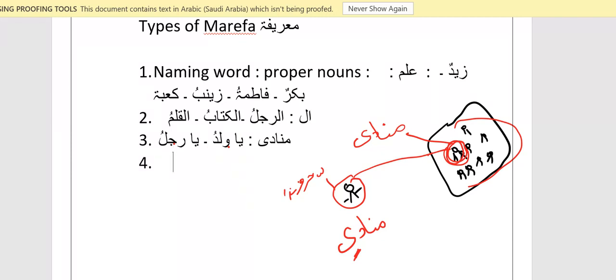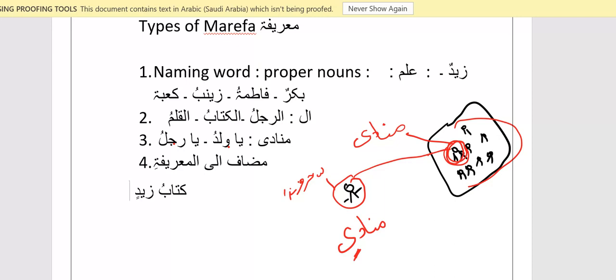Third is muzaf ilay marifa. What is muzaf ilay marifa? First understand this by example. When I am saying kitabun, it can be any book, right? Any book. But when I am saying kitabu zaidin, now this is not just a common book. Now we are talking about a book which especially belongs to Zaid.